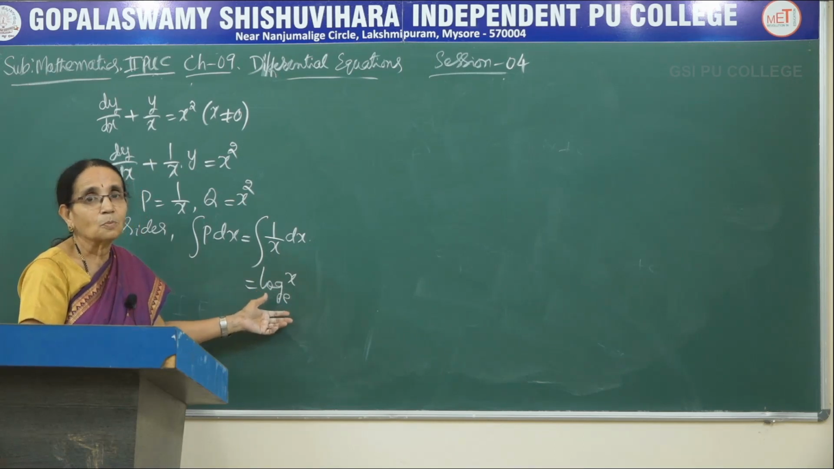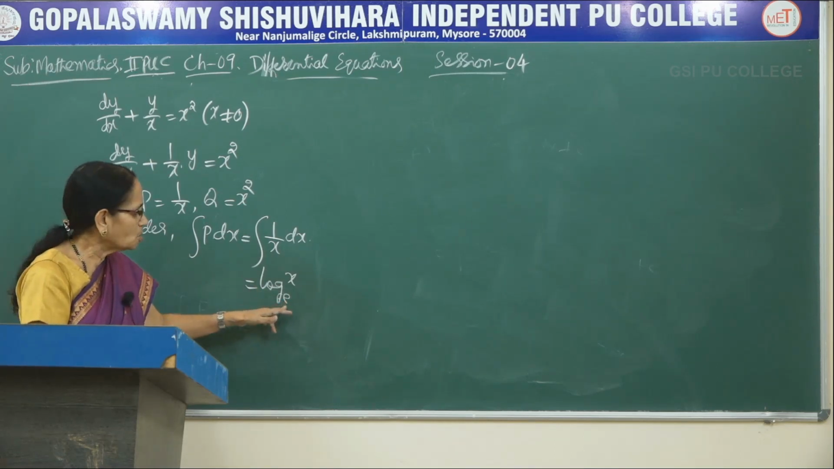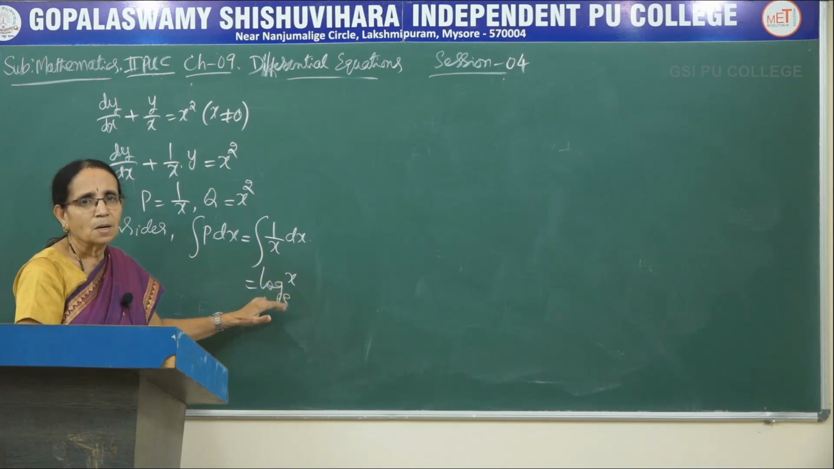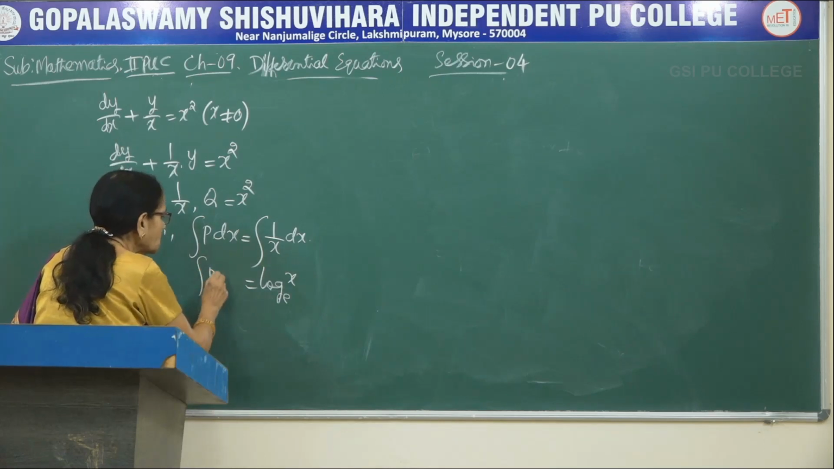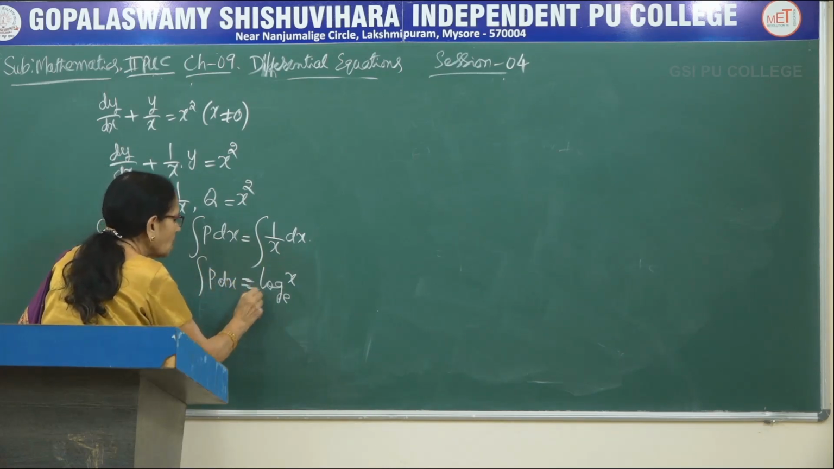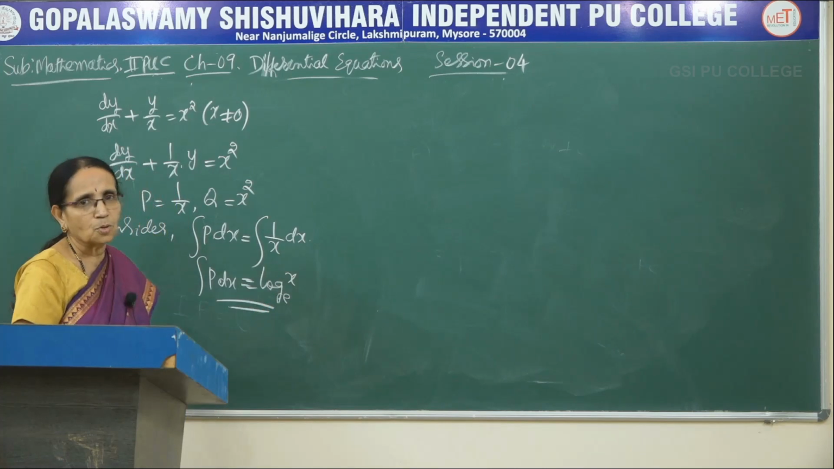But that does not mean that there is no base at all. Base would be there. Usually if the base is e, they omit it. We have to understand that the base is e there. So this is integral p dx, that is equal to log x to base e.